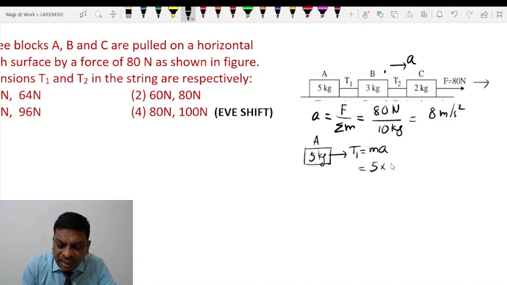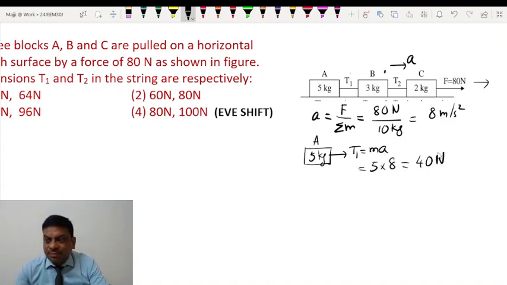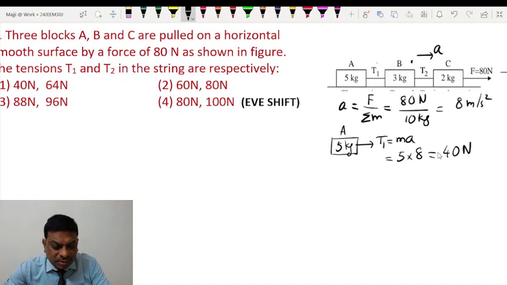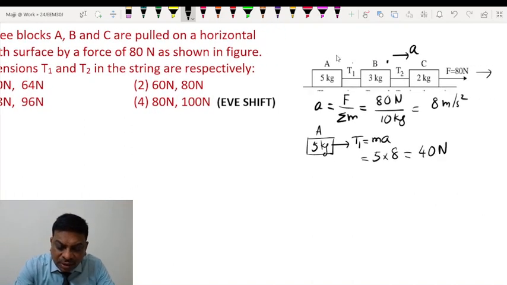Mass is 5 kg, acceleration is 8 meters per second square. So T1 is 40 Newton. Right students? Then we require T2. Let us draw the free body diagram of this entire part.